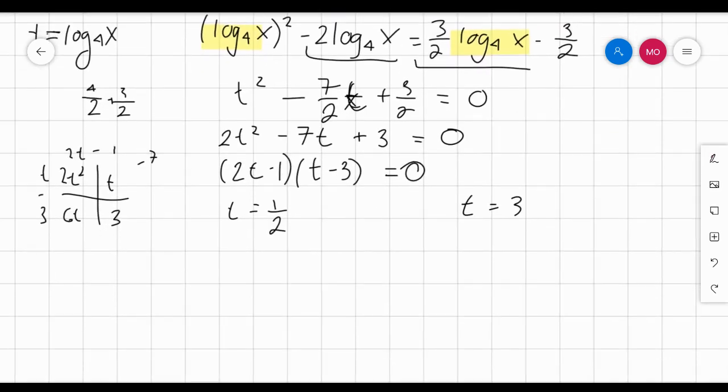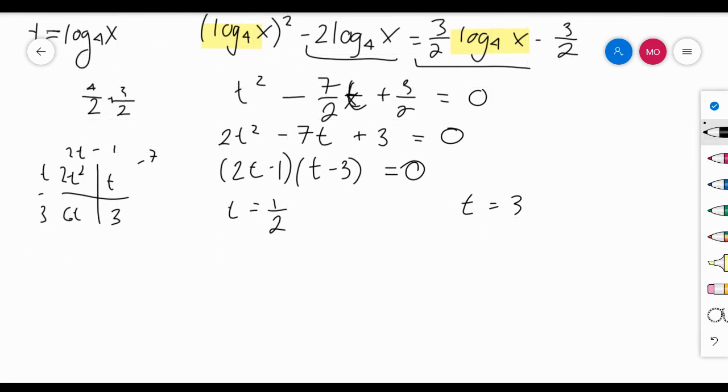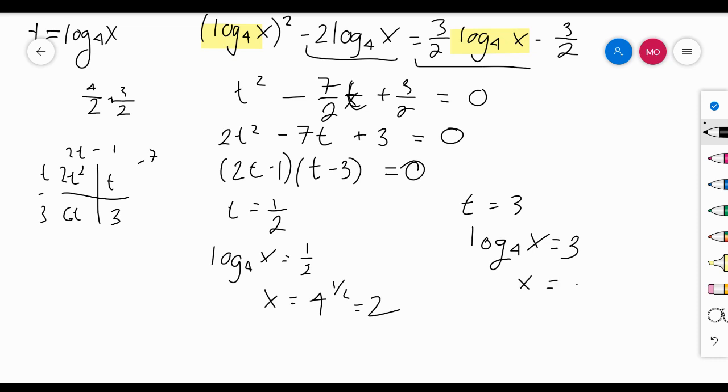Let's solve for that. So this is actually going to be log base 4 of x is equal to 1/2. So x is going to be equal to 4 to the power of 1/2, which is just 2. So that's our first solution. Second solution is going to be log base 4 of x is equal to 3. So x is equal to 4 to the power of 3, which, if I'm not mistaken, is 64.